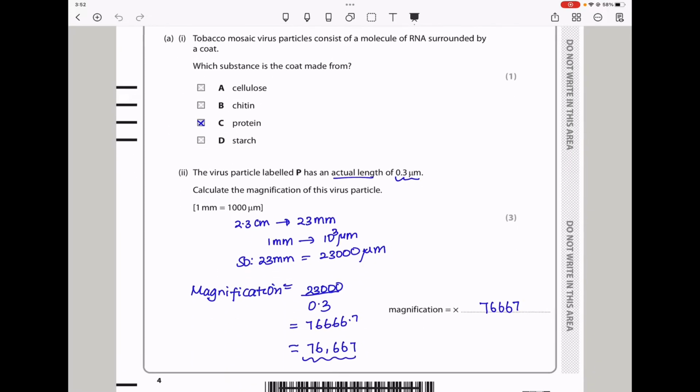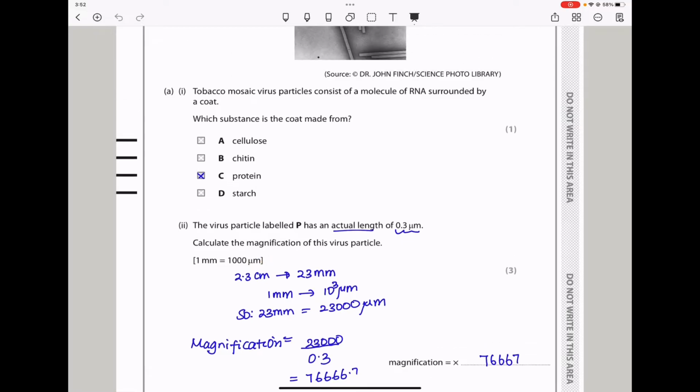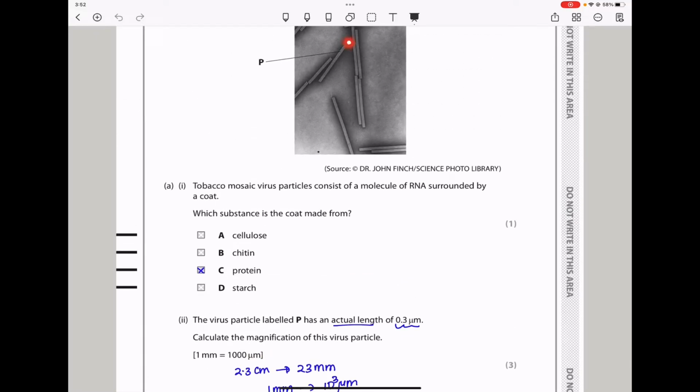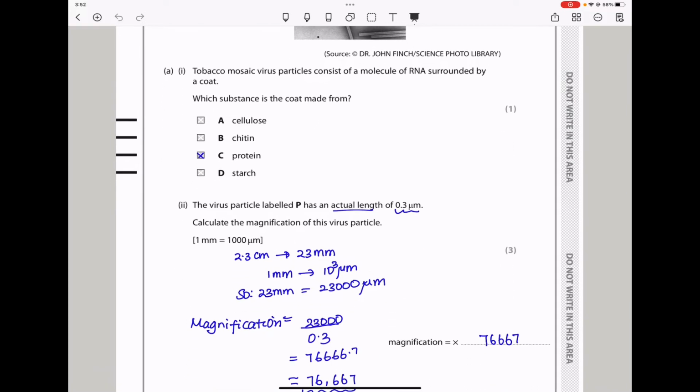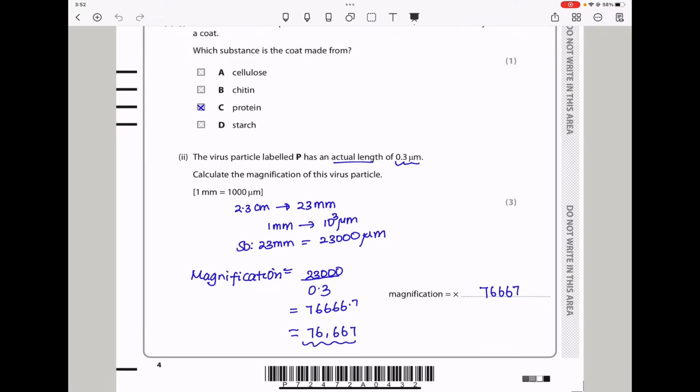Next they say, the virus particle labeled P has an actual length of 0.3 micrometer. Calculate the magnification of this virus particle. So they've given you 1 millimeter is 1,000 micrometer. Here you have to use your ruler and get the actual dimensions of particle P. It is about 2.4, 2.3 centimeters. When you convert that to millimeters, it's going to be 23 or 24 millimeters. But we know 1 millimeter is 1,000 micrometer. Therefore, this is going to be 23 times 1,000 micrometer. Magnification is going to be image size divided by object size. And I got this as my answer.